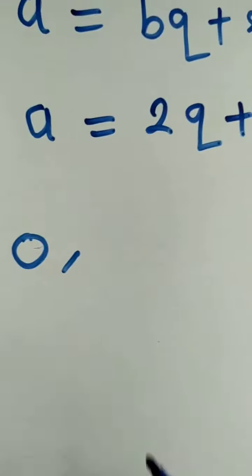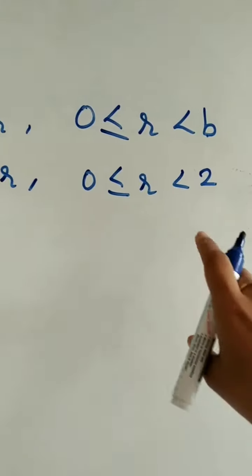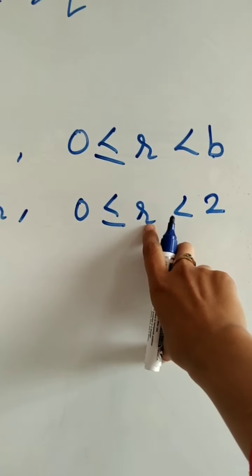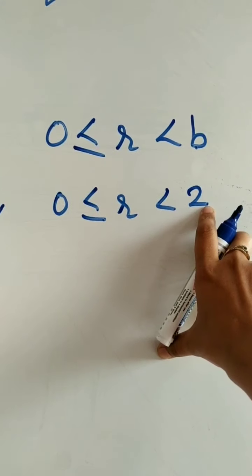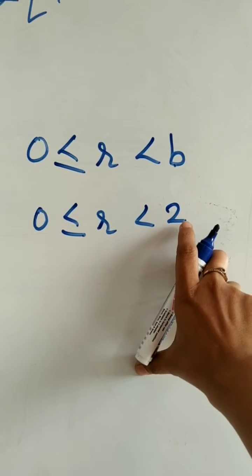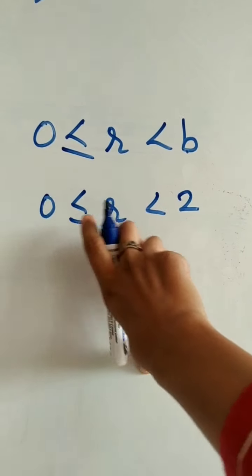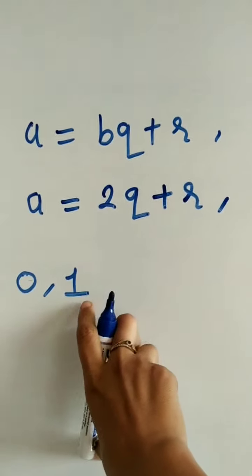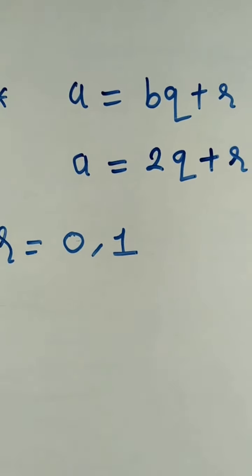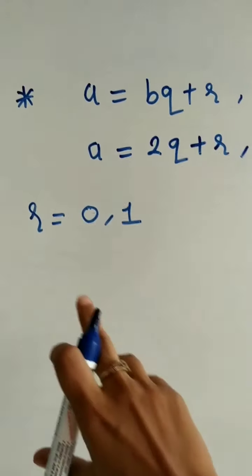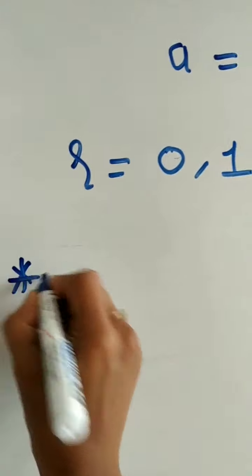as 0 and 1, not more than 1, because it is clearly said that the value of r is greater than or equal to 0 and less than b, meaning b is 2, so the value will be smaller than 2 and equal to or greater than 0, so smaller than 2 is 1, and equal to 0. Here we are getting two values, r equals 0 and 1. So now we will begin our process.